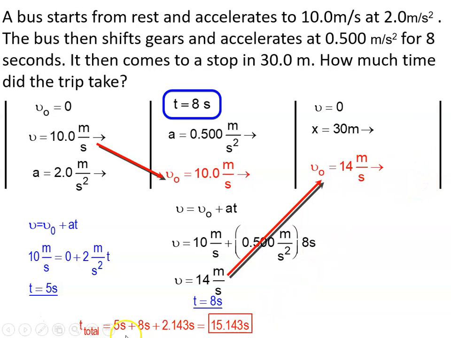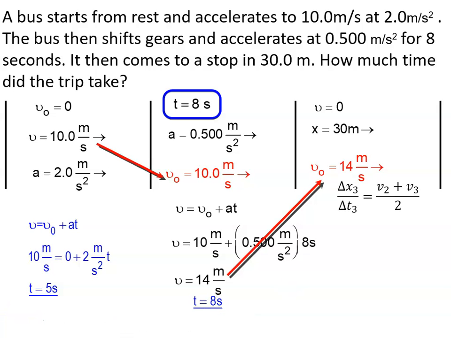3. So when you add together all three of those time intervals, you get a total time for the trip of 15.143 seconds. Just showing our work on that, there's the equation, in this case using proper subscripts. And since v sub 3 is 0, our final velocity for segment 3 is 0, we eliminate it.